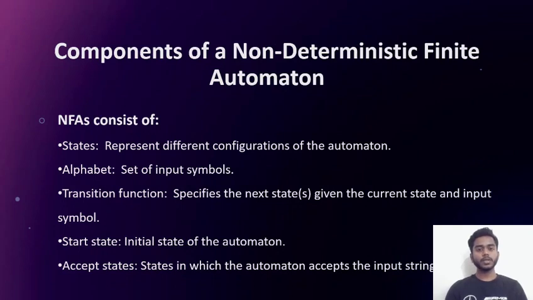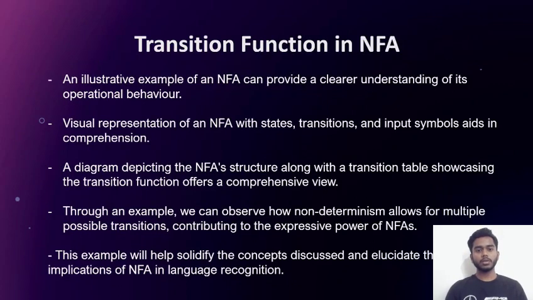So now let us know the components of NFA. NFAs consist of states, alphabets, transition functions, start state, and accept states. The states represent different configurations of the automata. Alphabets are the set of input symbols. Transition functions specify the next states given the current state and the input symbol. The start state is the initial state of the automata, and accept states are those in which the automata accepts the input strings. So what are the transition functions in NFA?